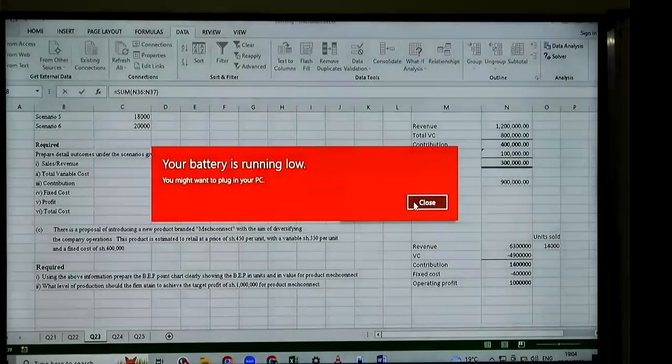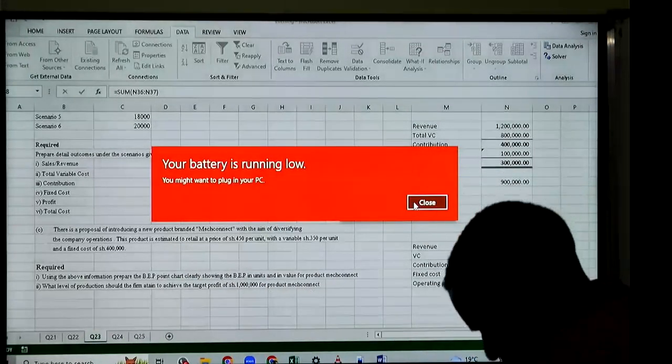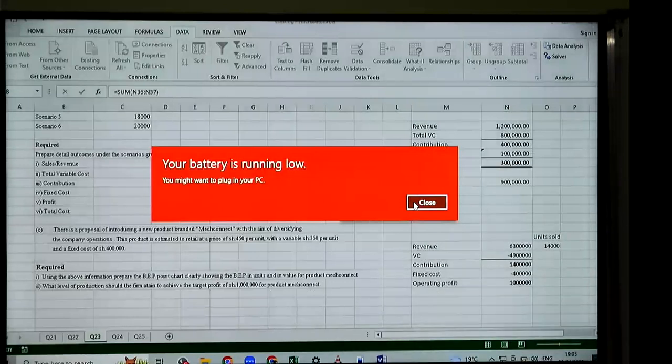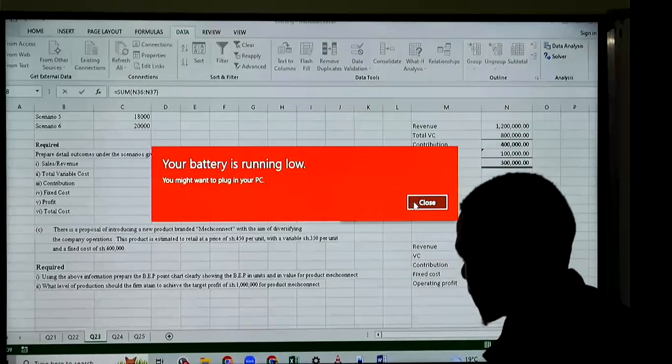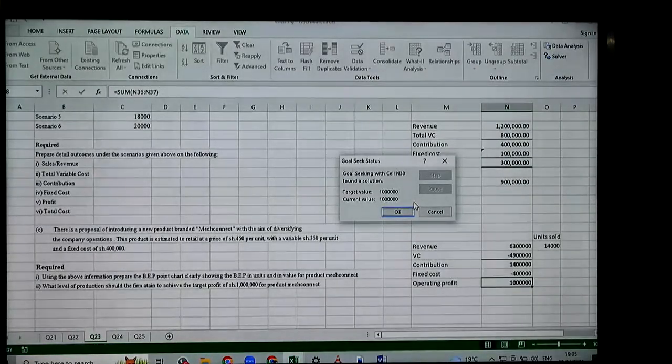So let me, I had forgotten to connect the charger. Let me connect. Just a minute. Okay, I've already connected the charger.